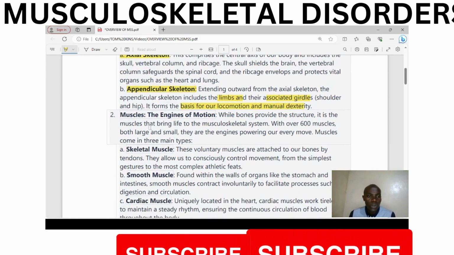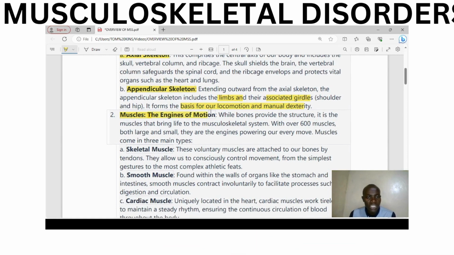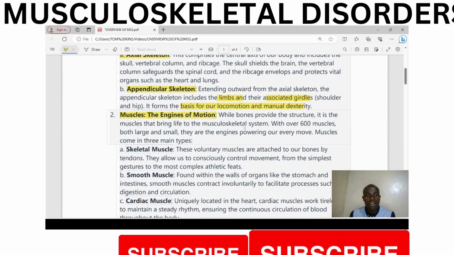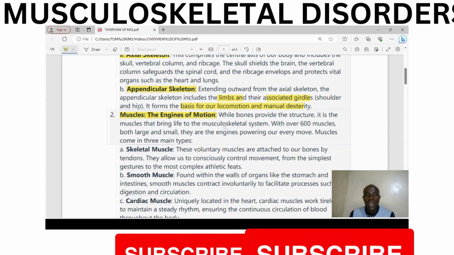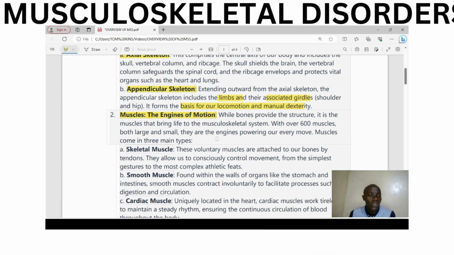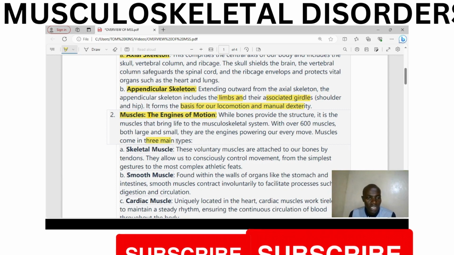From the bones, we look at the muscles, which we normally term the engines of motion. We have over 600 muscles, close to 640. Okay, so a link will be popping up on the 640 muscles of the human body. Remember, these are engines that power every move. Muscles come in three types.